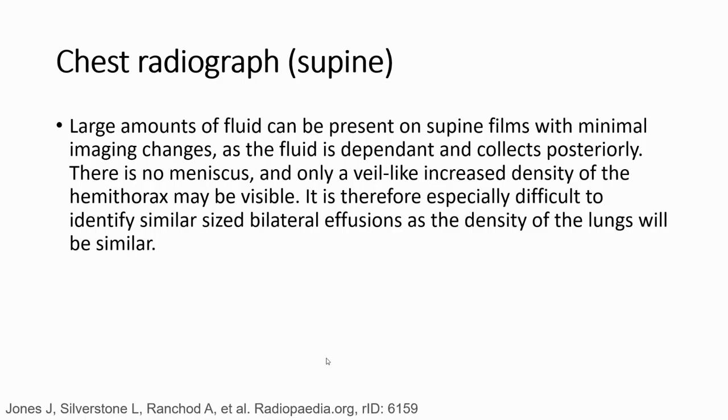The chest radiograph in supine. A large amount of fluid can be present on a supine film with minimal imaging change, as the fluid is dependent and collects posteriorly. There's no meniscus, and only a veil-like increased density of the hemithorax may be visible. It is therefore especially difficult to identify similar-sided bilateral effusions as the density of the lungs will be similar.